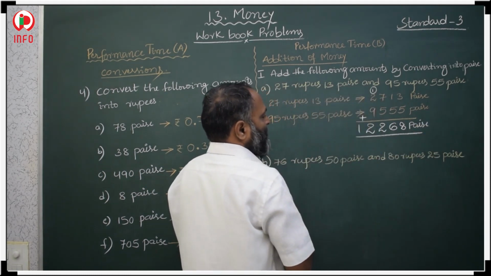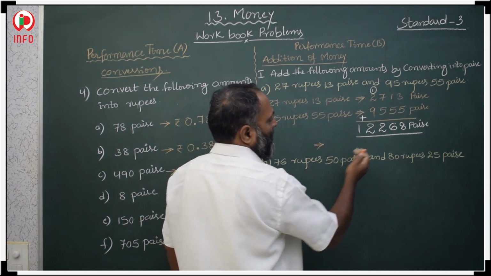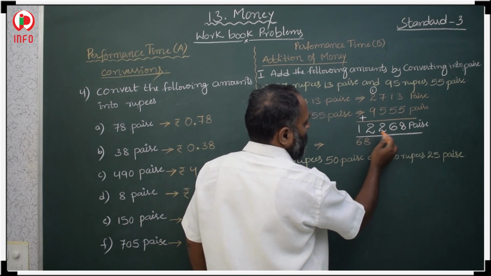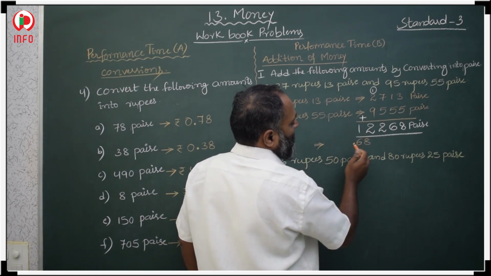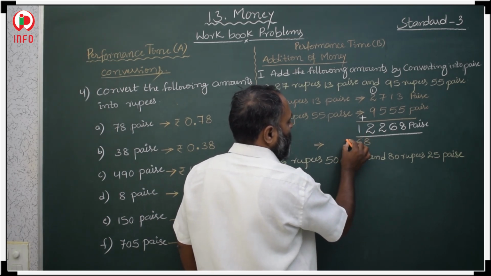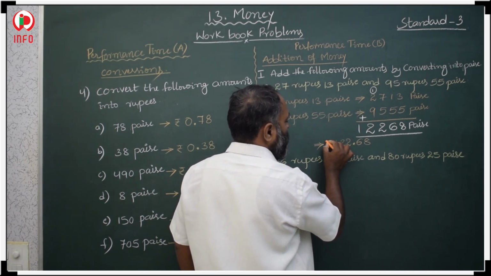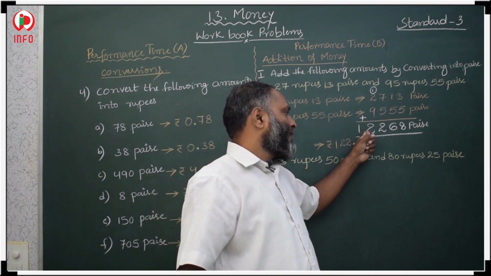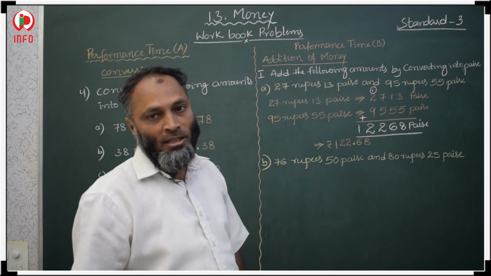So 12,268 paisa, which is equal to how much? After 2 digits, the ones place and tens place: ones place is 8, tens place is 6. Then after that the decimal point. Then the remaining places we take 2, 2, 1. In rupees, it is rupees 122.68, or otherwise 12,268 paisa. Okay, so this is the answer.